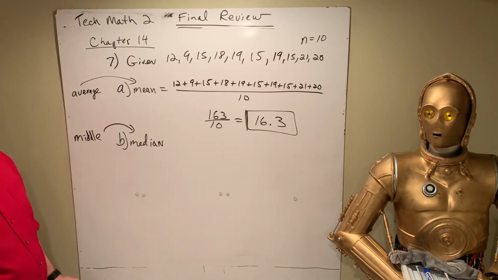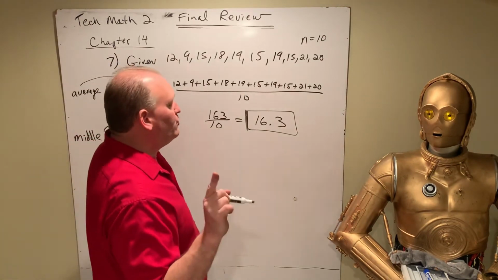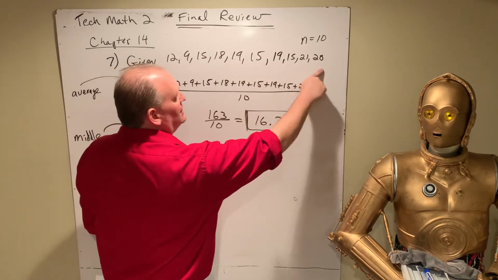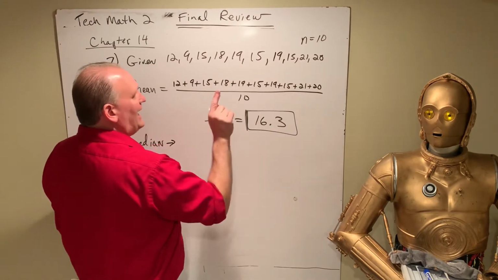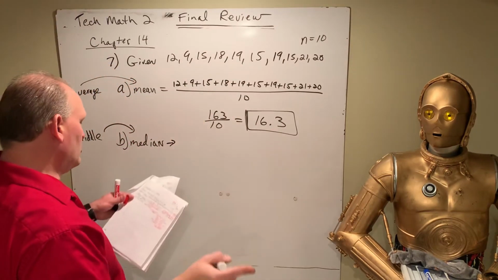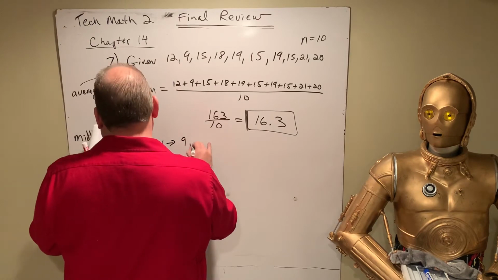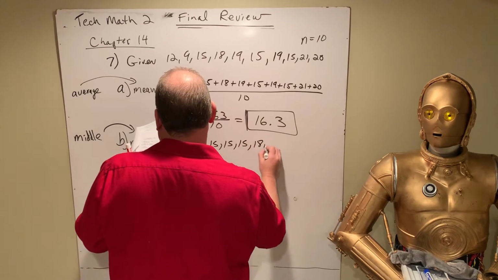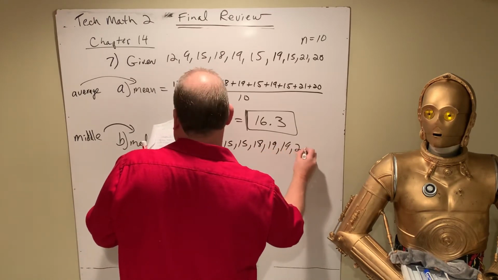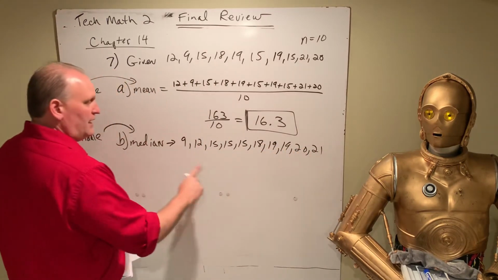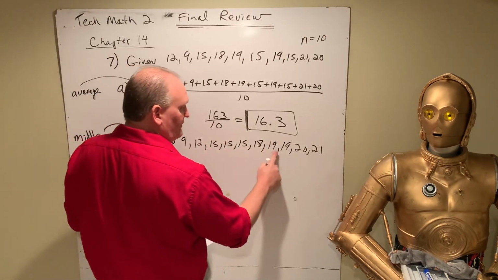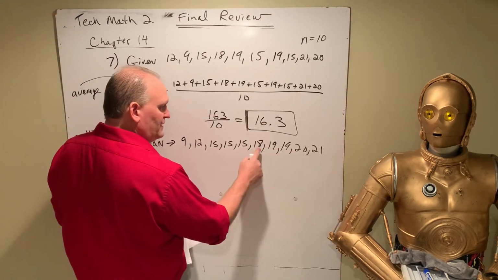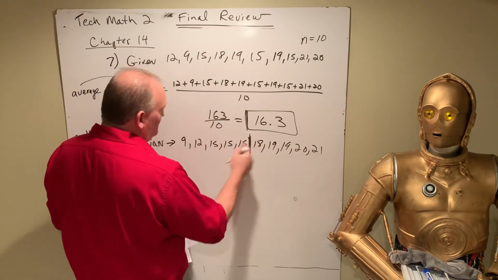So in order to be in the middle, though, this is a really, really common mistake I've seen over the 31 years of teaching, is people just count to the middle right away. You got to put them in order first. It's got to be ordered from least to greatest. So 9, 12, 15, 15, 15, 18, 19, 19, 20, 21. So there are 1, 2, 3, 4, 5, 6, 7, 8, 9, 10 pieces of data. So the median is between those two middle numbers.